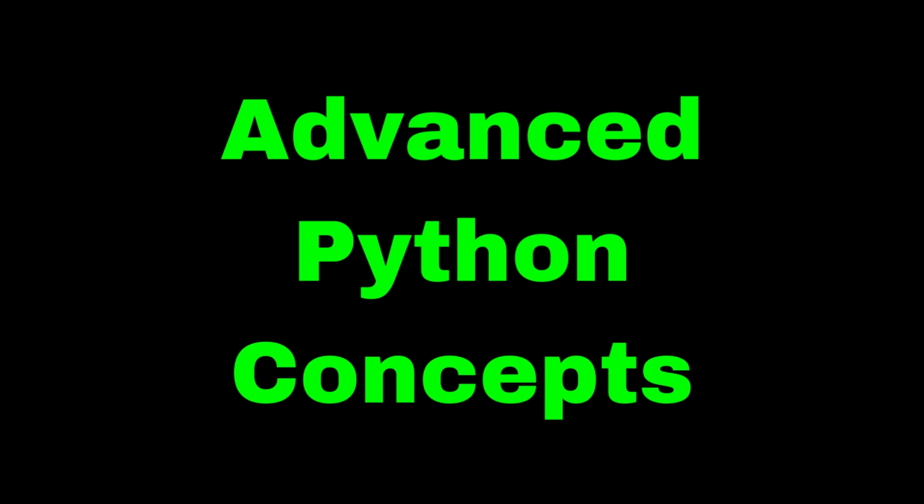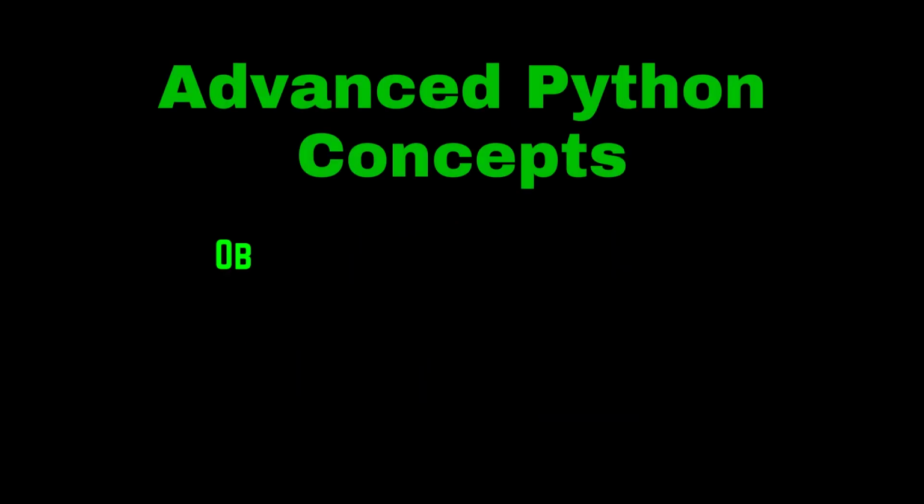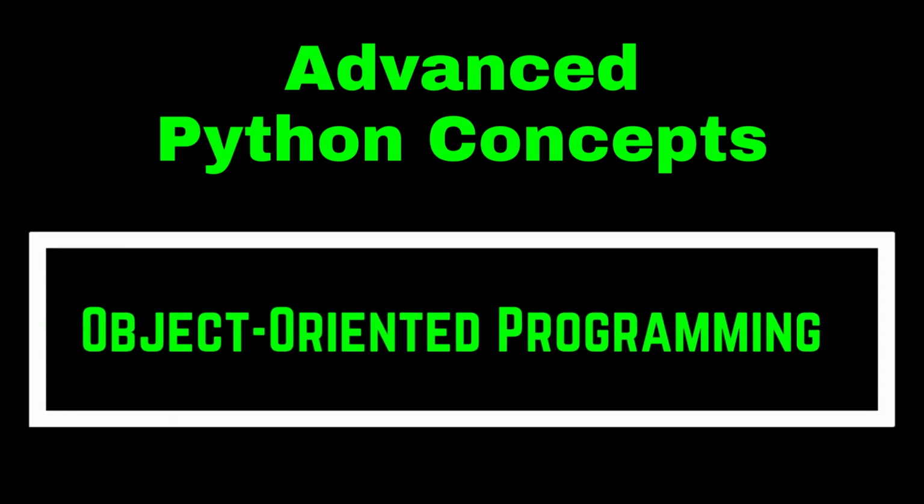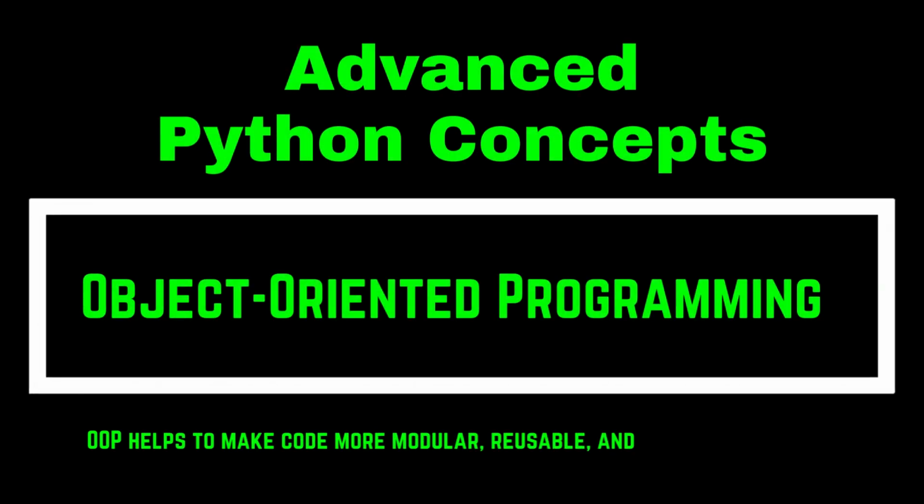Let's talk about some of the advanced concepts in Python. When we talk about advanced concepts, object-oriented programming concepts are obvious. Object-oriented programming is a programming paradigm that uses objects to represent real-world entities. In Python, everything is an object. OOP helps to make code more modular, reusable, and easier to maintain.